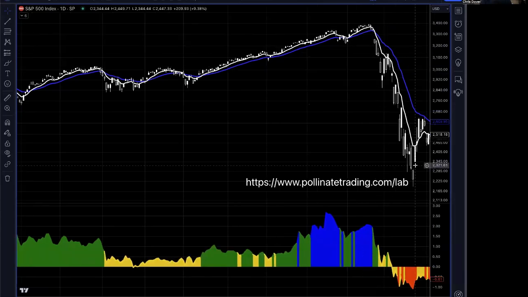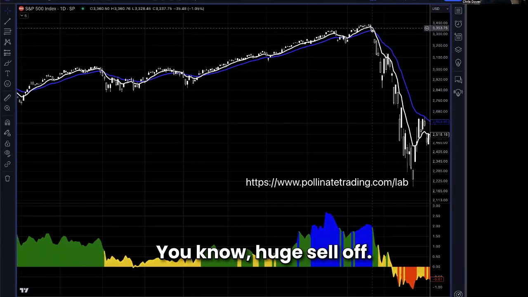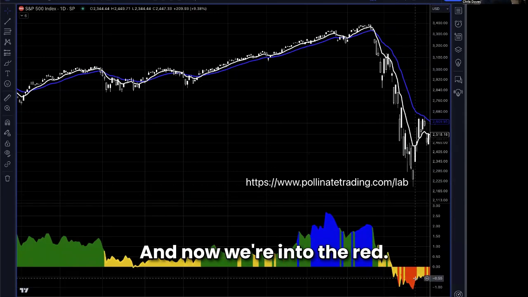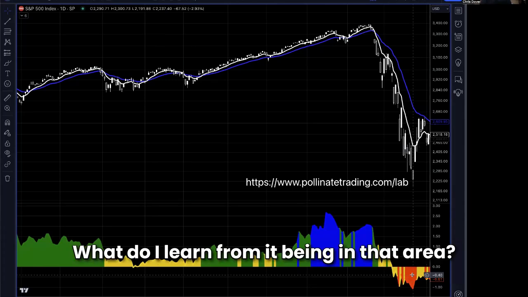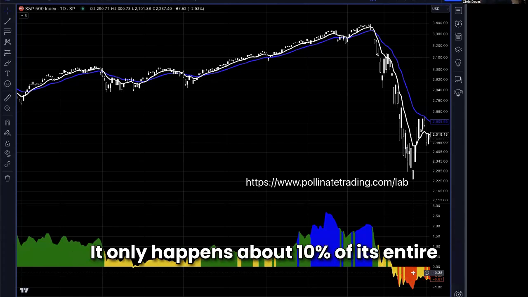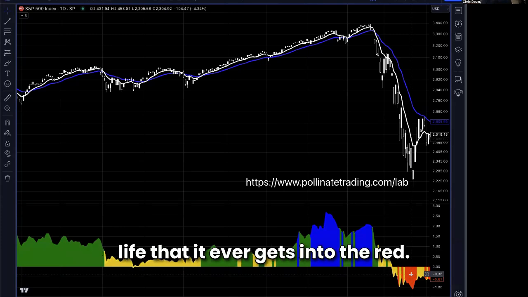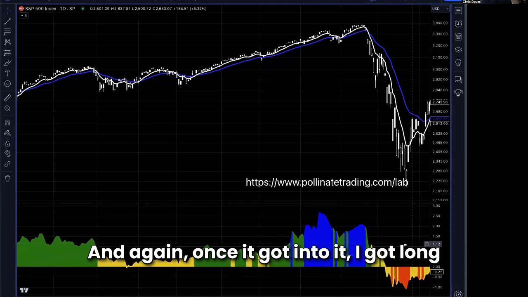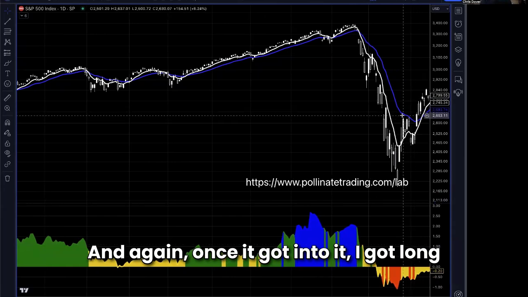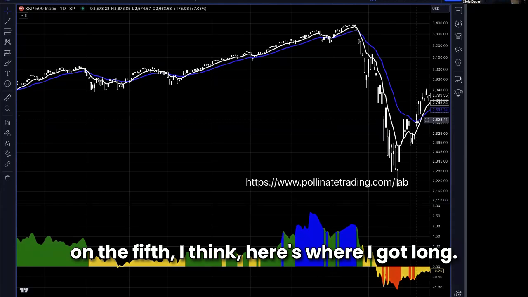Freedom of speech. And bam, a huge sell-off. And now we're into the red. Once we get that red, that tells me, again, what do I learn from it being in that area? It only happens about 10% of its entire life that it ever gets into the red. So I start realizing, okay, this is where you want to buy. And again, once it got into it, I got long on the 5th, I think.